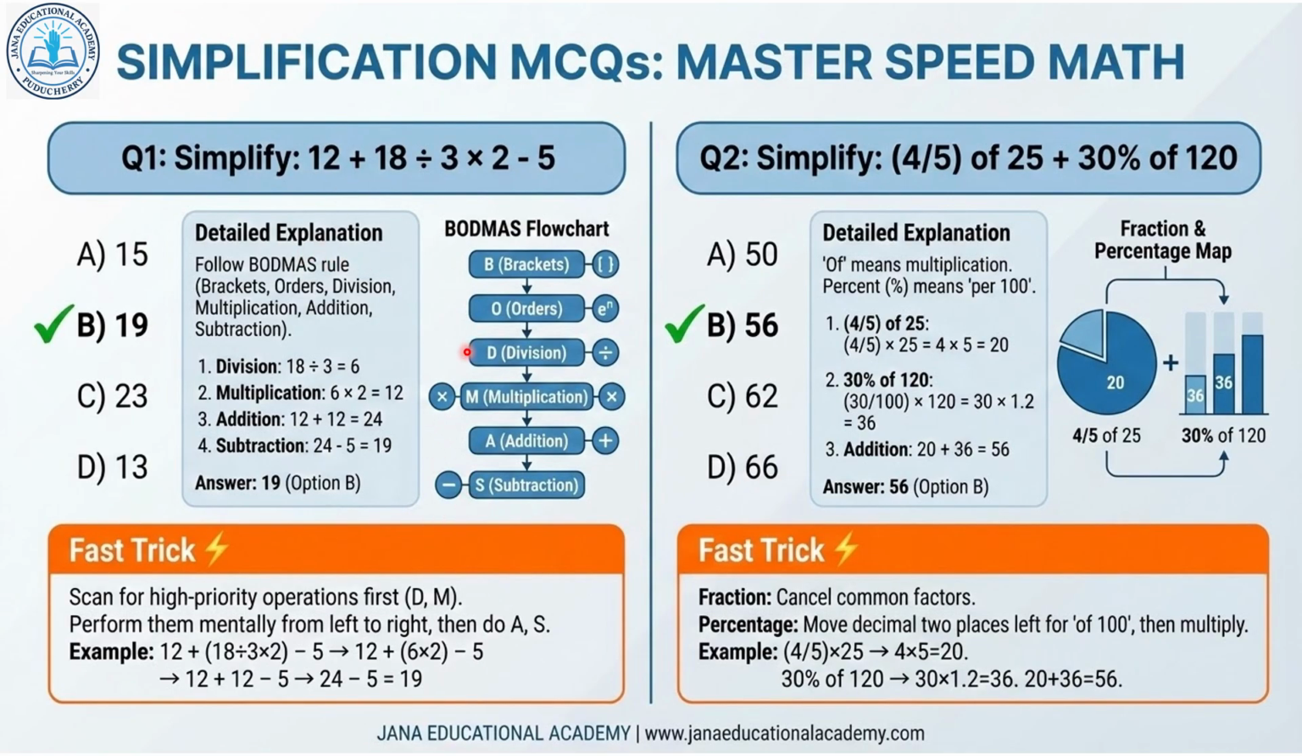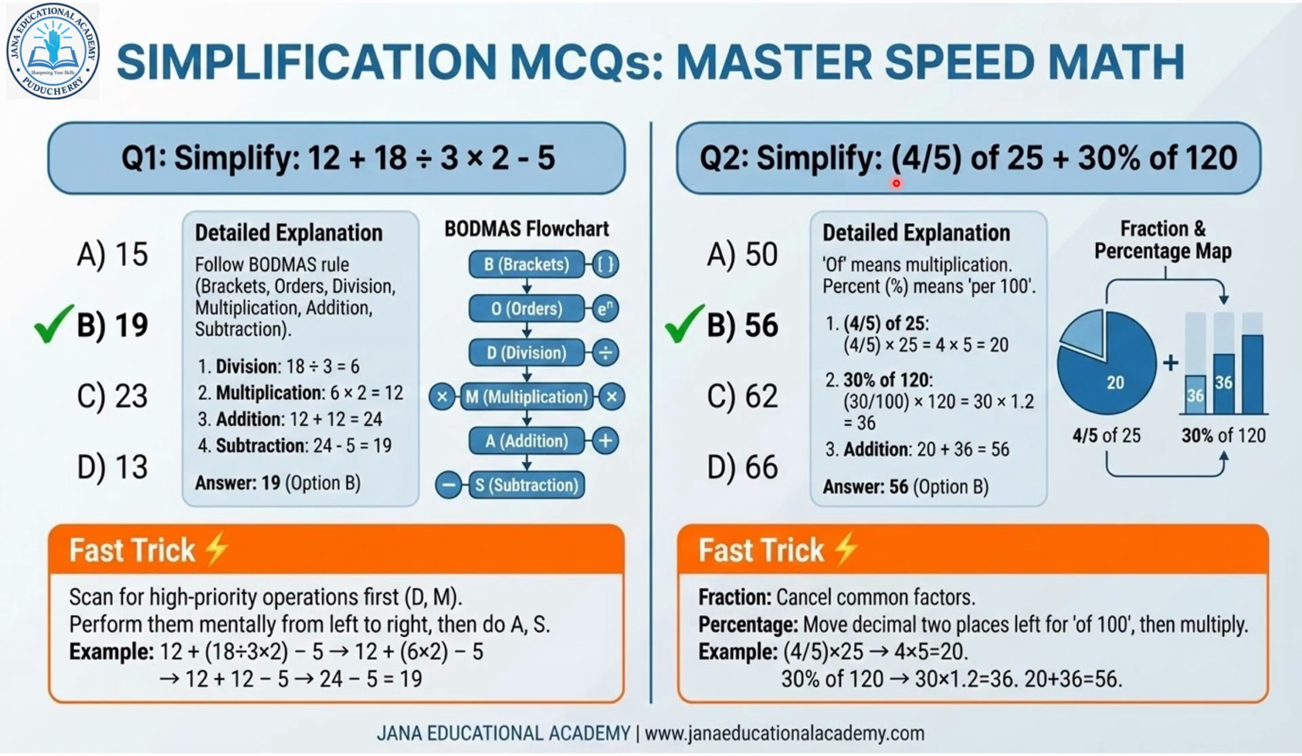Come one by one. First we are checking the brackets. There are no brackets, right? Next, is there an order? There is no order. First there is a division, so we have to do the division. 18 divided by 3 is nothing but 6. Then multiplication, so 6 into 2, 12. Then addition, 12 plus 12, 24. Then minus 5 is nothing but 19. 19 is the answer. So we have to use the BODMAS rule here.